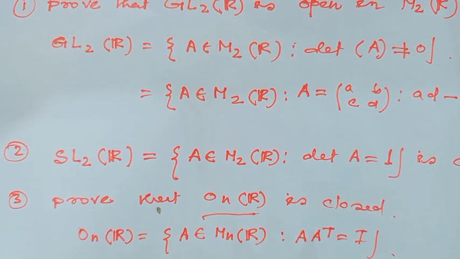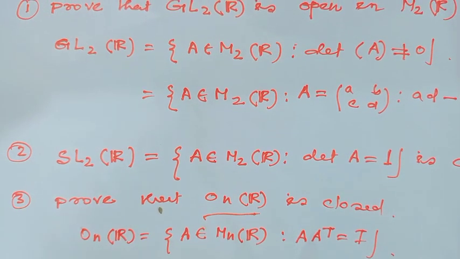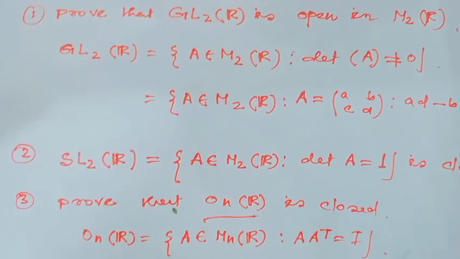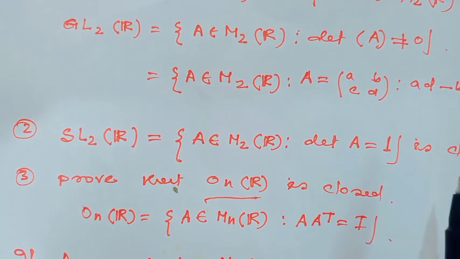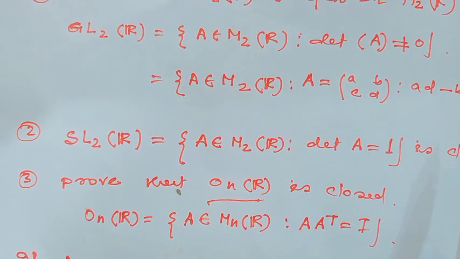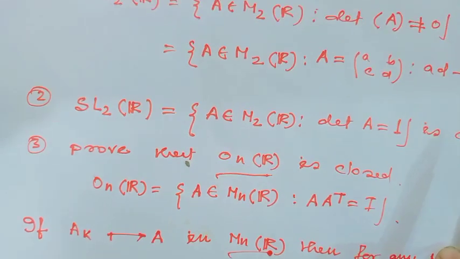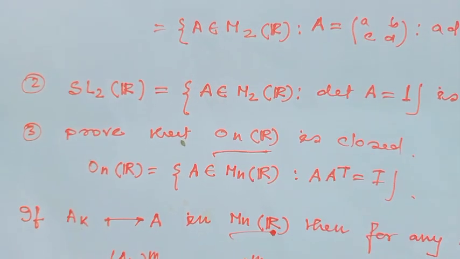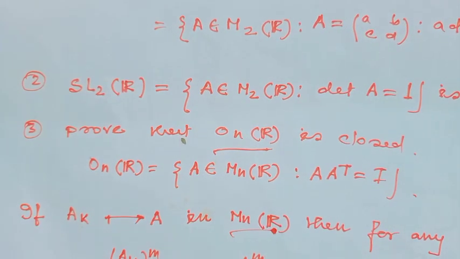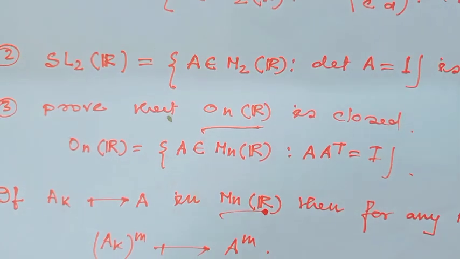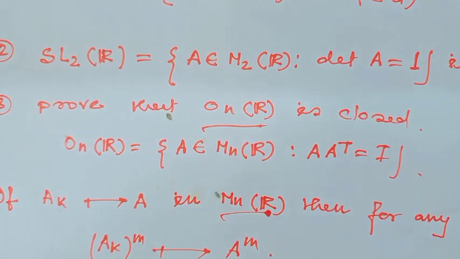Today I will see GL_2(R) is open in M_2(R), SL_2(R) is closed in M_2(R) since I have considered 2 cross 2 matrices, and the orthogonal matrix set is closed in M_n(R). Here I have considered n cross n matrices. This is our goal of this lecture.